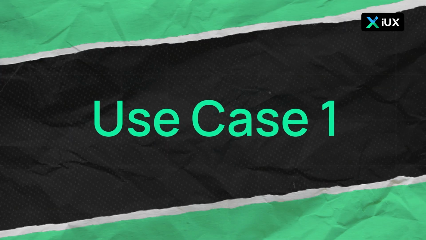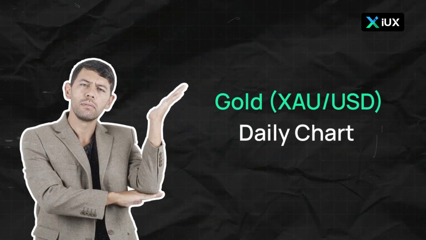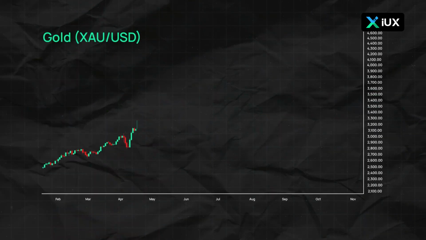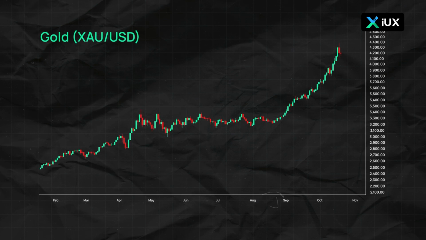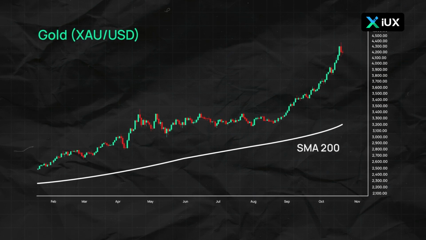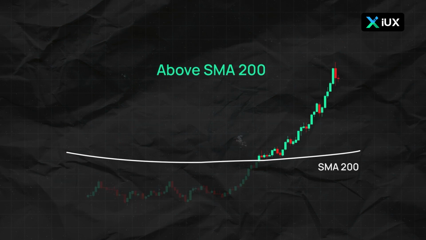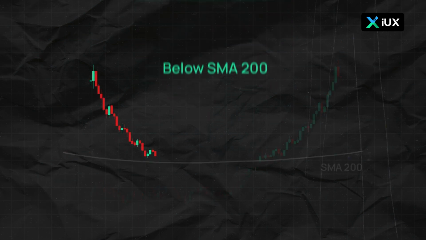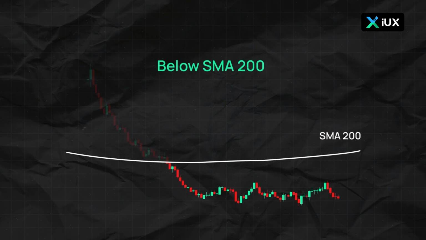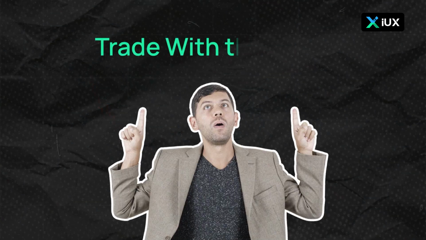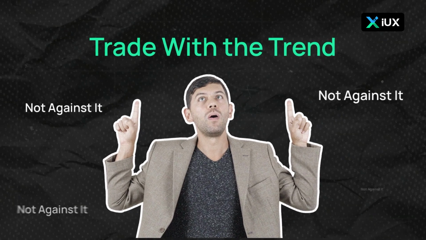Use case 1, SMA 200 to spot trend. Imagine you're looking at the daily chart of gold XAU/USD. You add a 200-day simple moving average to the chart. If price is above SMA 200, it's a bullish trend. If price is below SMA 200, it's bearish. This helps you trade with the trend, not against it.